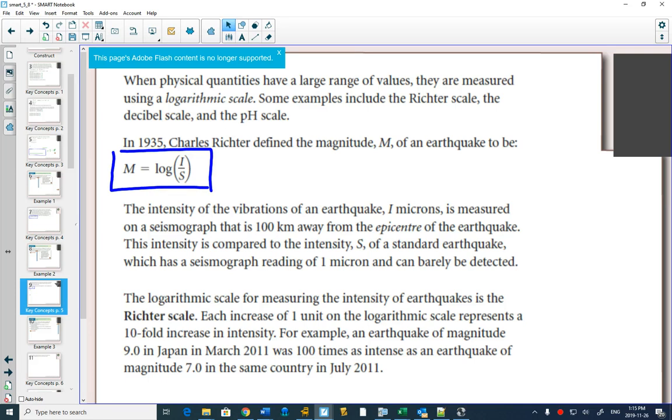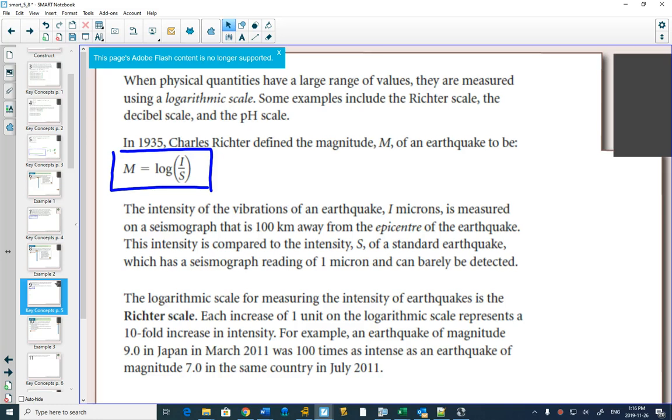And moving backwards, if you look it up, there's earthquakes happening all the time on the Earth, but usually they're not very big, and they don't make a big impact. But when they get large, just because the intensity goes up so much, then we hear about it. So, the magnitude of an earthquake, m, is log of I over s, where I is the intensity, and s is a standard earthquake.